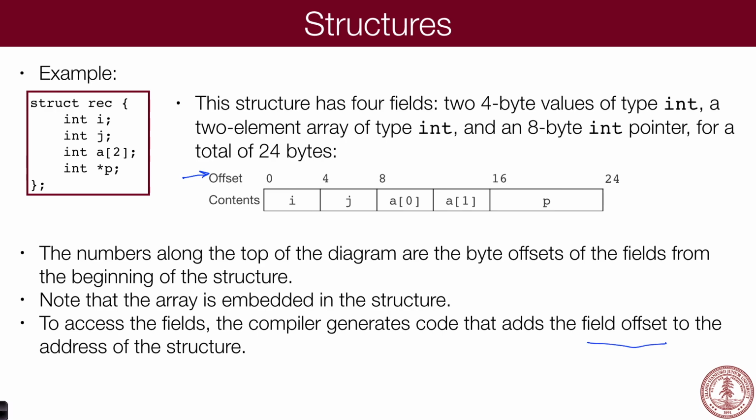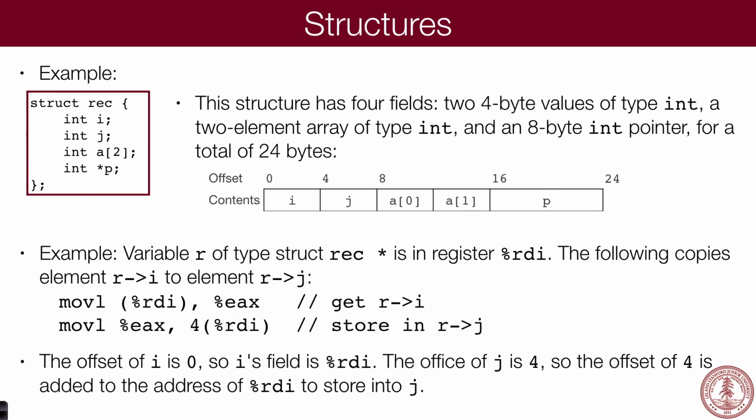So the compiler will know that J is offset 4 from I, and it will know that A1 is offset 12 from the beginning of the struct. All right, let's take a look at an example here. Some of these examples are a little hokey, as it turns out, but you'll see what happens. In this case, RDI is our struct pointer. The following code will copy RI into RJ. Maybe you want to do that for some reason.